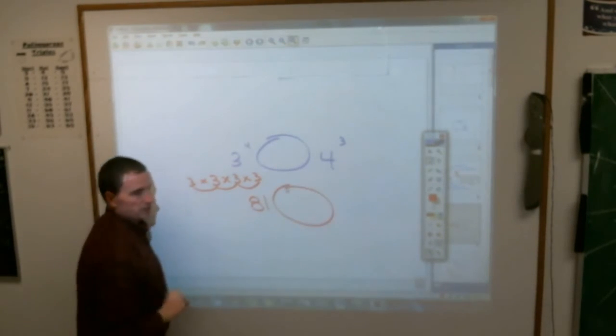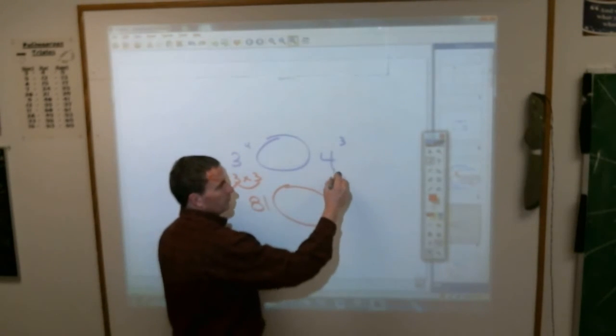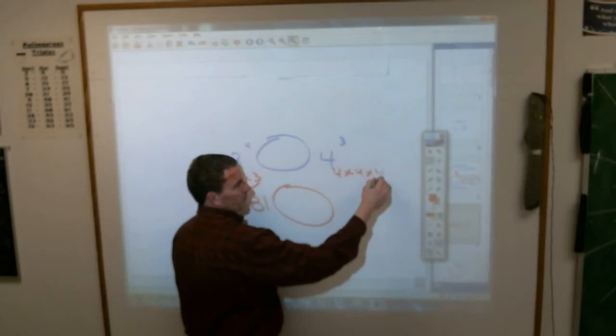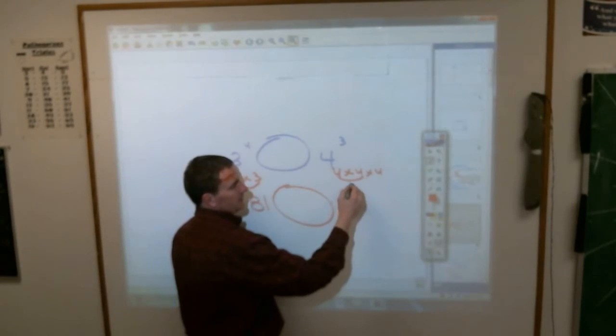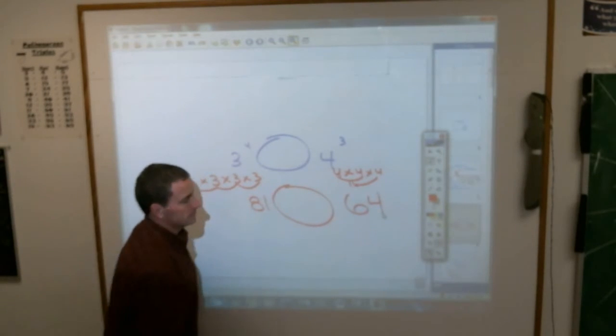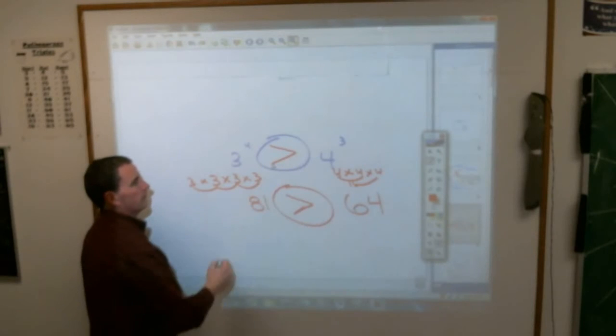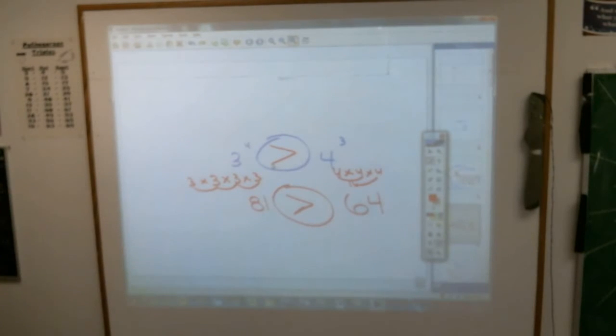And what's 4 to the third power? Again, not 12, but 4 times 4 times 4. 4 times 4 is 16. 16 times 4 is 64. So which one is bigger? 81. 3 to the 4th power is bigger than 4 to the 3rd power.